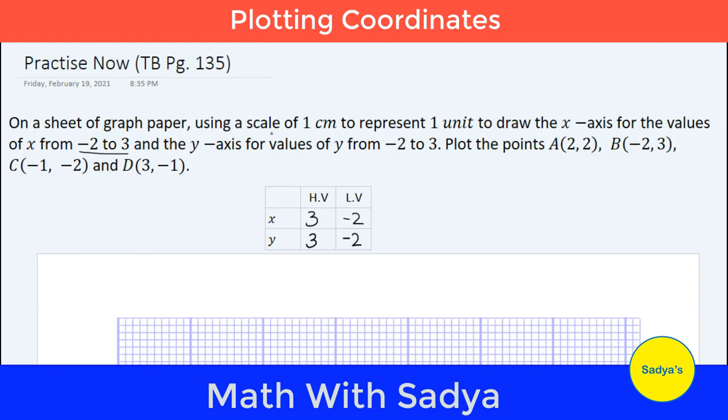In the question, they have given us the scale as well. And since the scale is given, we are bound to follow it. The scale given is 1 centimeter to represent 1 unit on both the axes. On the x-axis and y-axis, we have to take 1 centimeter to represent 1 unit. Now, if you have a centimeter graph paper, things get really easy. But since centimeter graph paper is not easily available, if you have an inches graph paper, there is no need to worry. I'll be showing you how to draw this graph on an inches graph paper.